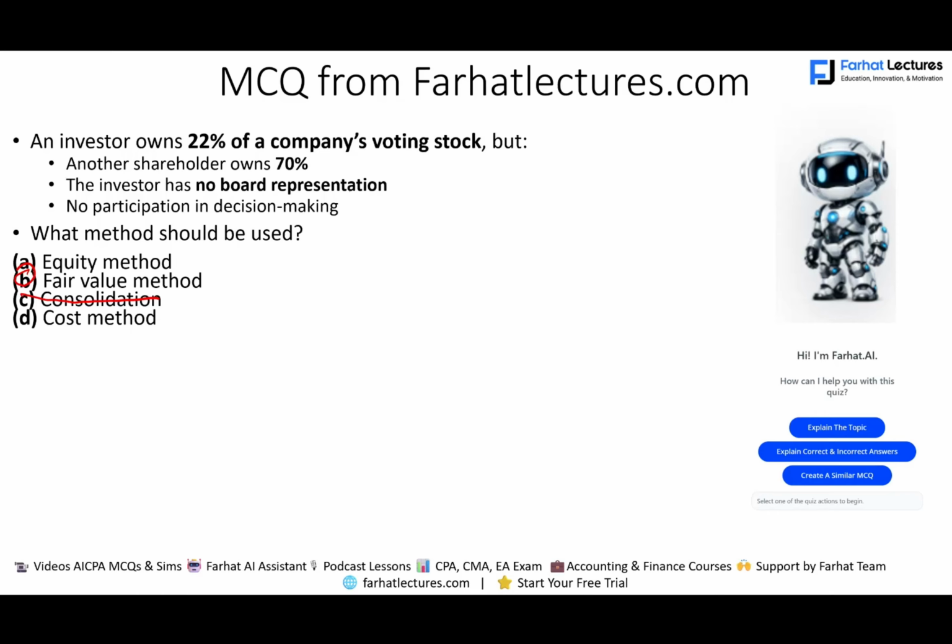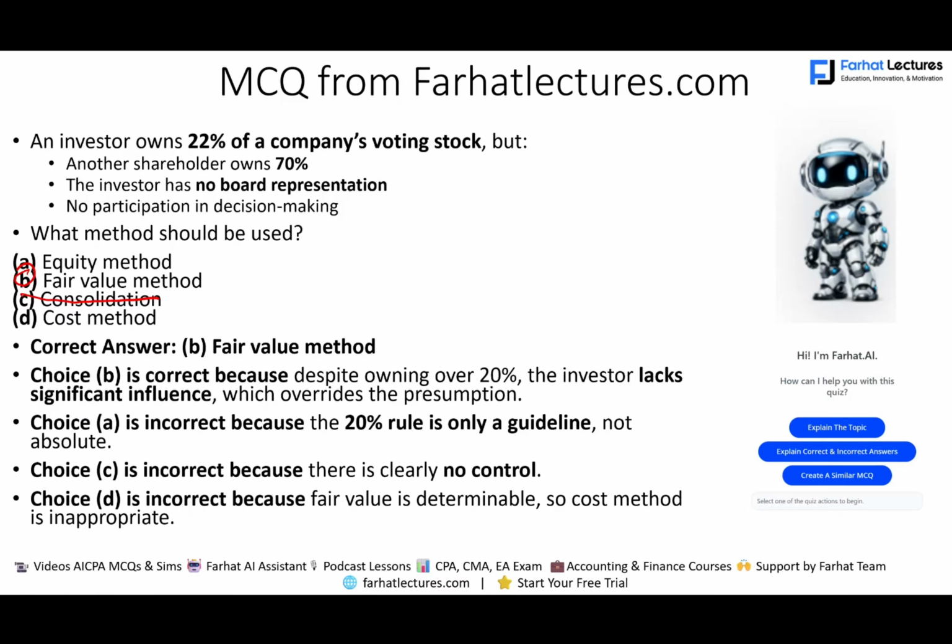So the cost method is inappropriate. The cost method is when there is no fair value. So unless you are told there is no fair value, you cannot use the cost method. Therefore, the fair value method is the correct answer choice here. It's between A and B. The correct answer is B because we lack significant influence.